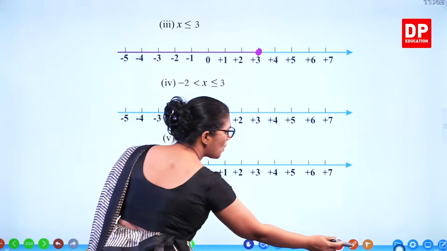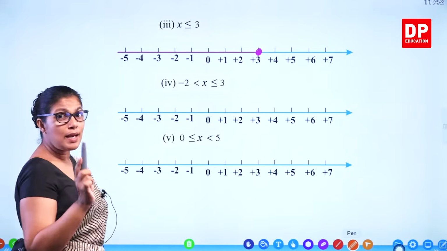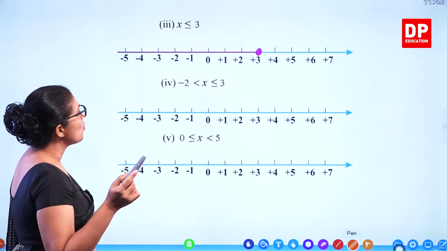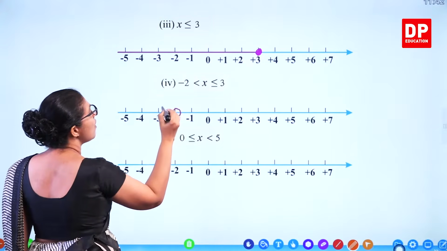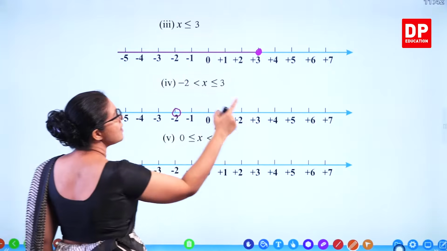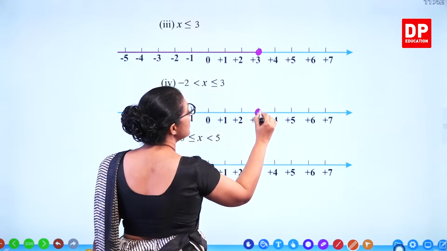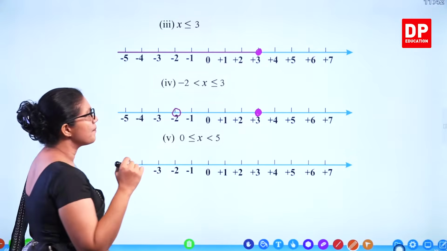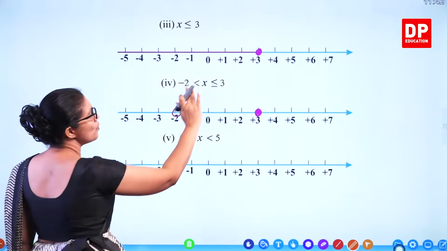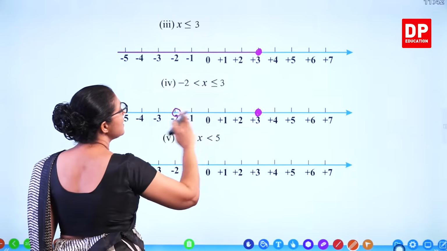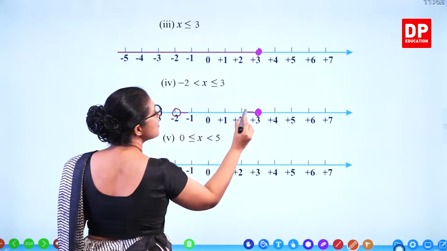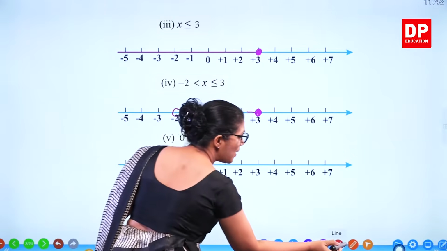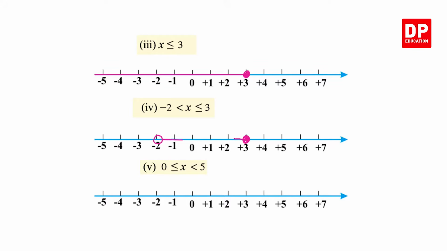Now what about this one? X is in between minus 2 and 3. So we draw an open circle on minus 2 and a solid circle on plus 3. If you close one side, X is greater than minus 2, this way, and X is less than 3, this way. That means in between, so we can draw the line in between.